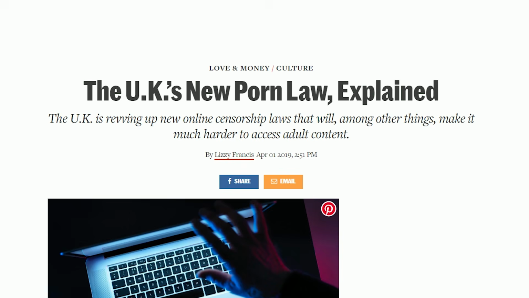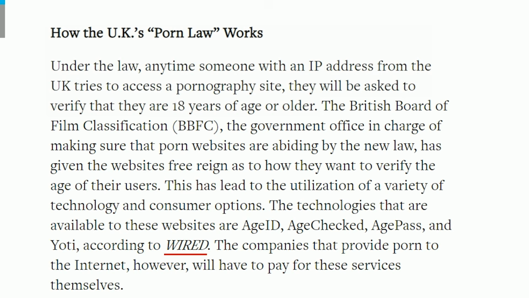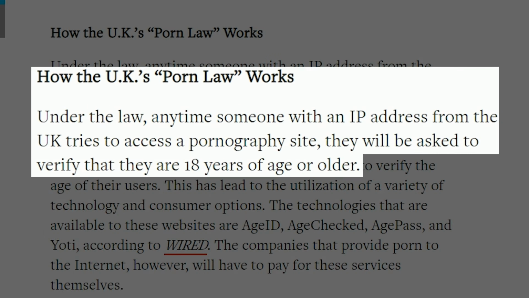And if you live in the UK, you're pretty much gonna need a VPN pretty soon, because not only is Article 13 a big problem, but here's something I'm not seeing mentioned nearly enough, is this new porn law, where anytime someone with an IP address from the UK tries to access a porn site, they'll have to prove that they're 18 years or older.